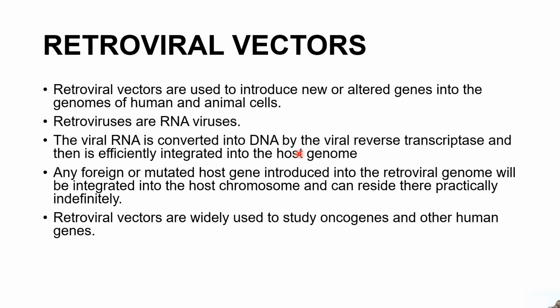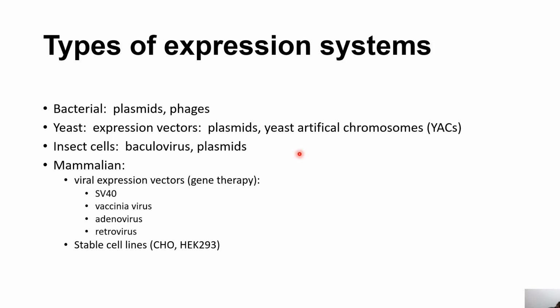Then we have the retroviral vectors. They're used to introduce new or altered genes into the genomes of human and animal cells. They're RNA viruses. The viral RNA is converted into DNA by the viral reverse transcriptase and then is efficiently integrated into the host genome. Any foreign or mutated host gene introduced into the retroviral genome will be integrated into the host chromosome and can reside there practically indefinitely. So retroviral vectors are widely used to study oncogenes and other human genes.